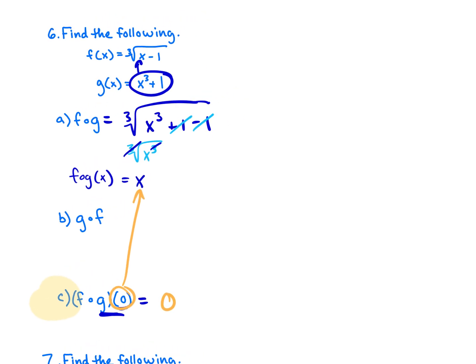So we could do it that way where we find f of g first, then plug it in, or the other way to do it, so I'll call it way number 2, is we can take 0, plug it into the inside one. So if we plug 0 into the x here, it'd be 0 cubed plus 1. What's 0 cubed plus 1?